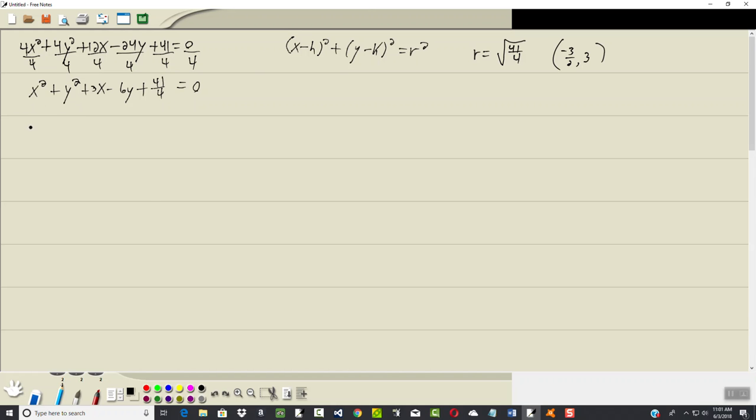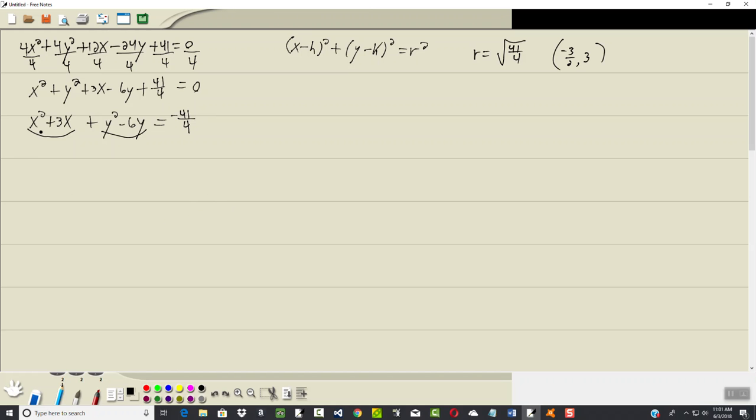Then we want to group the x's. So I'll put the x squared and the 3x next to each other. I'll group the y's, so I'll put the y squared minus 6y next to each other. And I'll take the constant term to the right side. So 41/4 on the right side becomes negative 41/4.